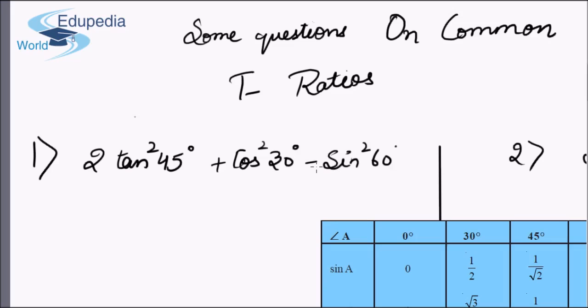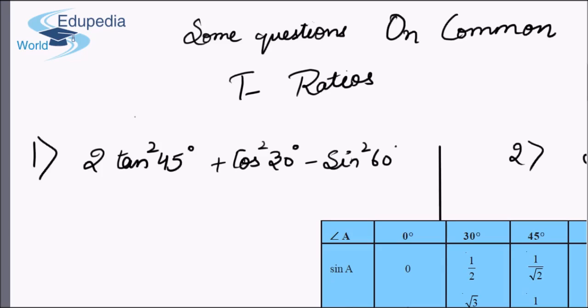In this video, we'll be dealing with some questions on common trigonometric ratios, that is, angles involving 30 degree, 60 degree, and so on. The first question says, find the value of the given expression: 2 tan square 45 degree plus cos square 30 degree minus sin square 60 degree.